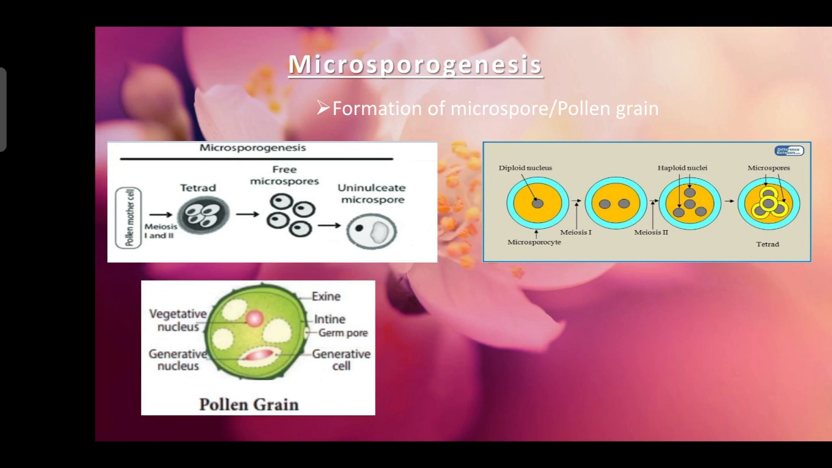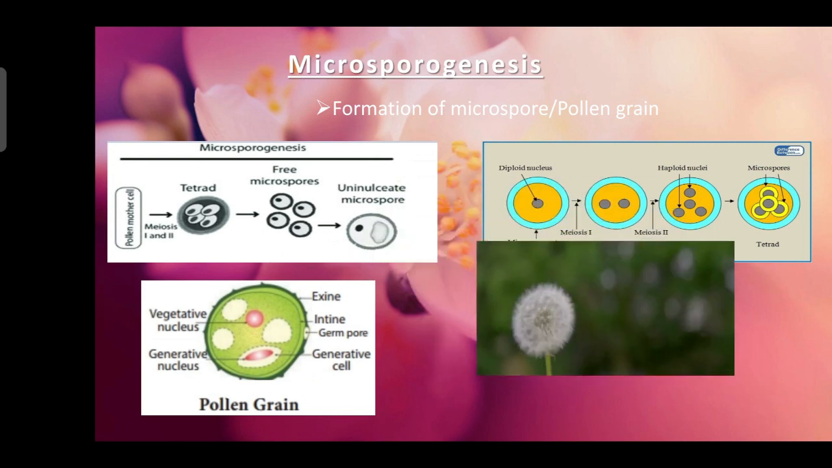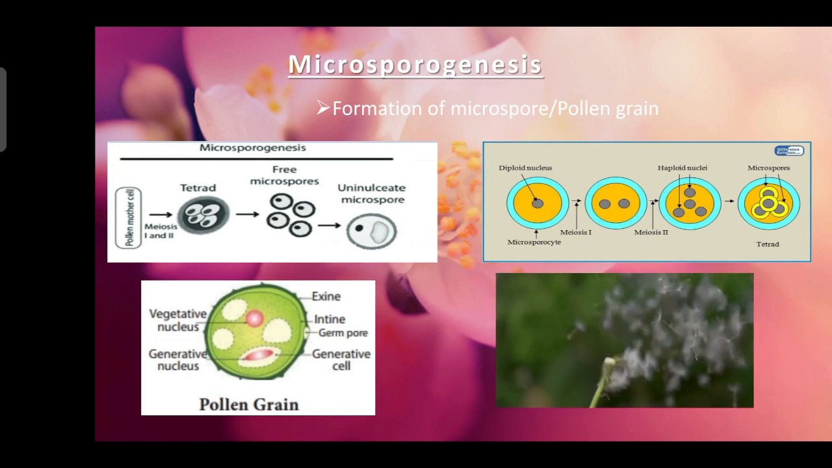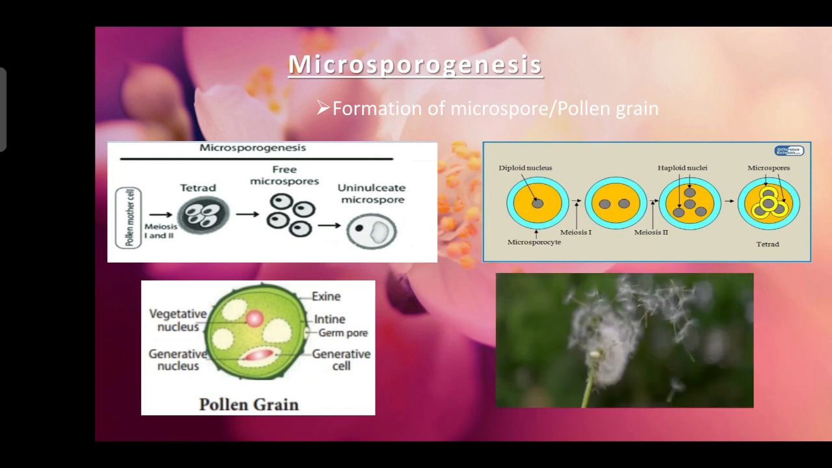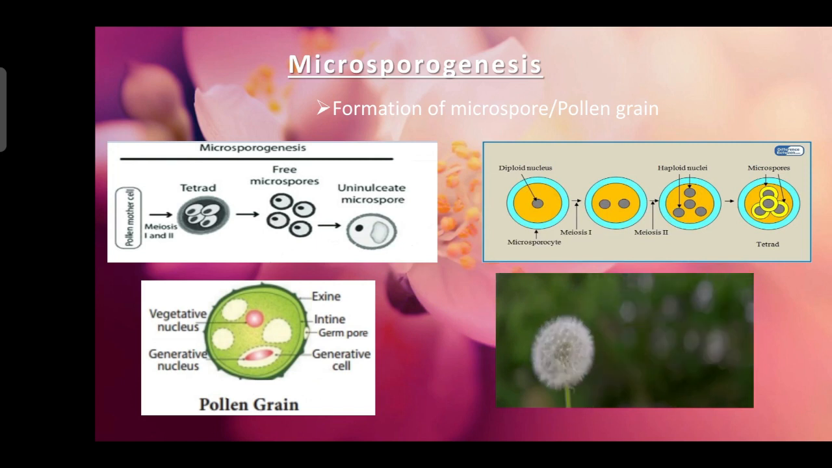This microspore tetrad, what happens is they separate and develop into the pollen grains. When the anther matures, the anther wall ruptures and releases the pollen grain. Okay, I will repeat once again.